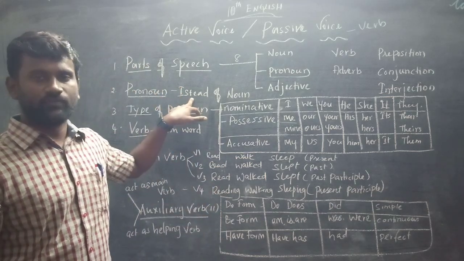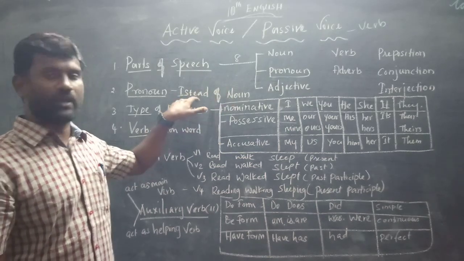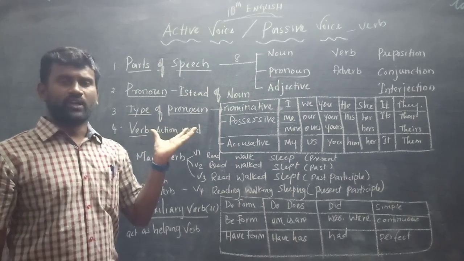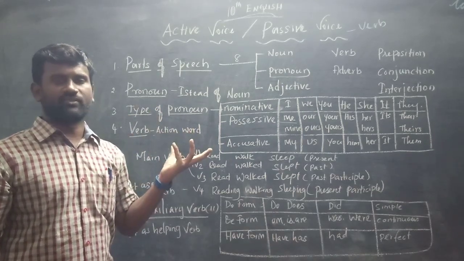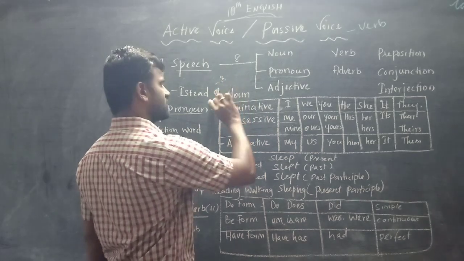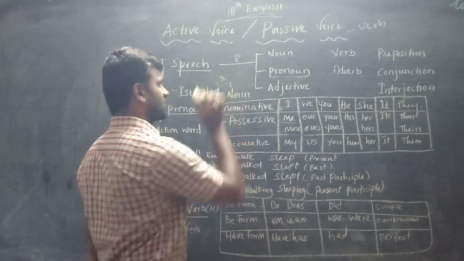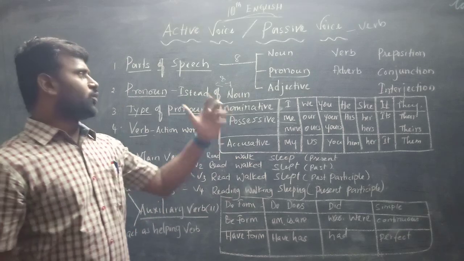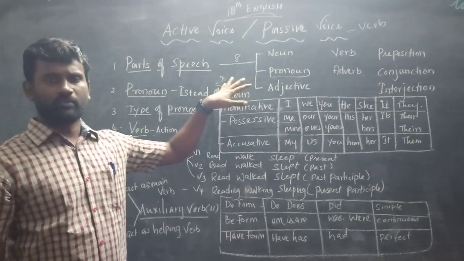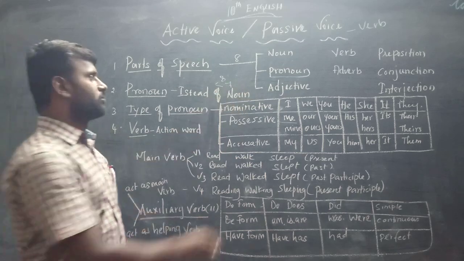Used instead of a noun. And what are the types of pronoun? What are the pronouns we have in English? Some say that pronouns are 8, and some say that pronouns are 7. So what is right, 8 or 7? According to the grammar book, both are right.